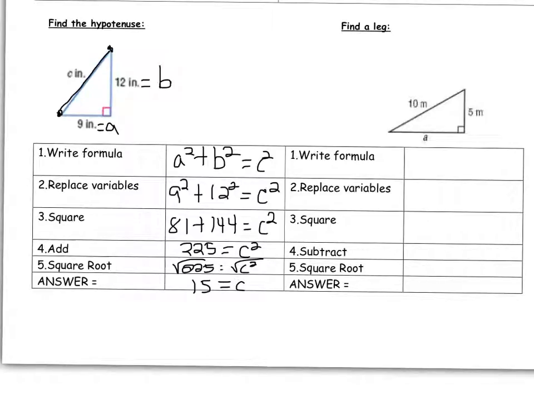So if I were using a map and I wanted to find the distance from, I don't know, Fishersville up here to Verona down here, and it made a triangle on a map, a right triangle, then I could figure out that it's about 15 miles.